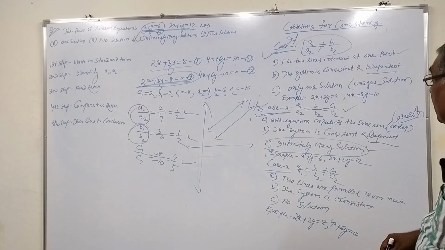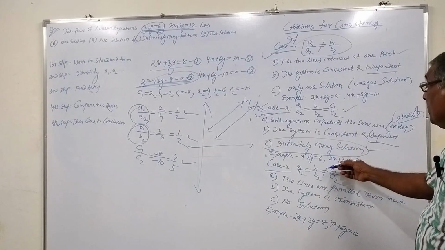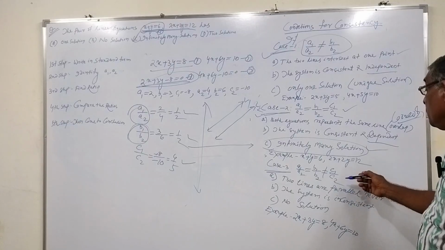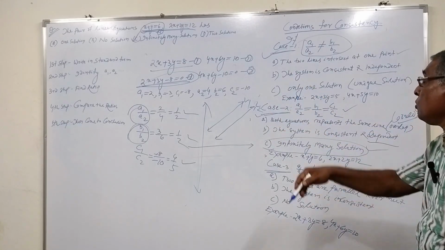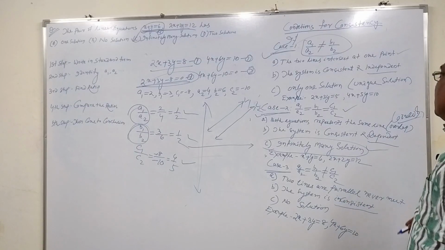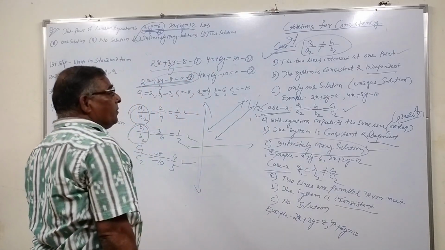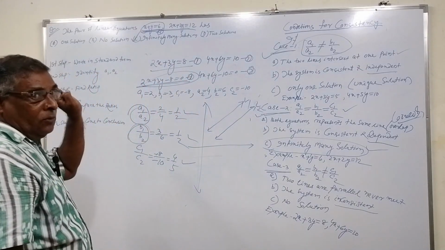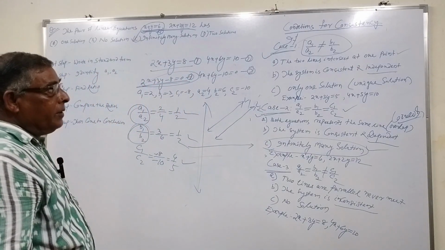If A1 by A2 equals B1 by B2 is not equal to C1 by C2, the two lines are parallel, never meet, and there is no solution. The system is inconsistent. Well, mind it, there must be one or two questions from this chapter. Mind it. Thank you very much.